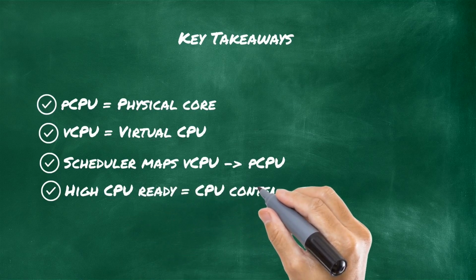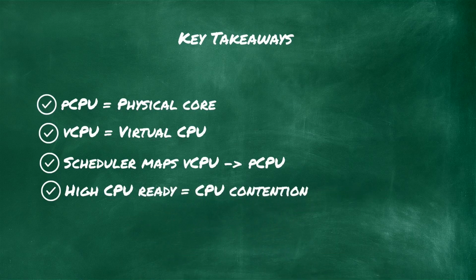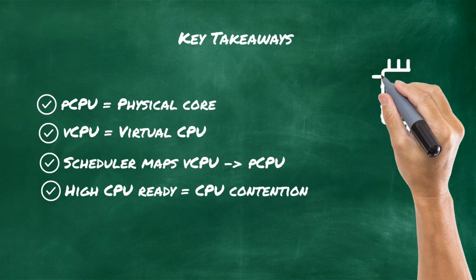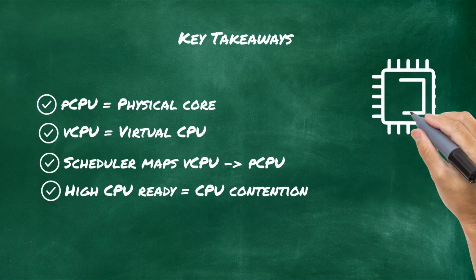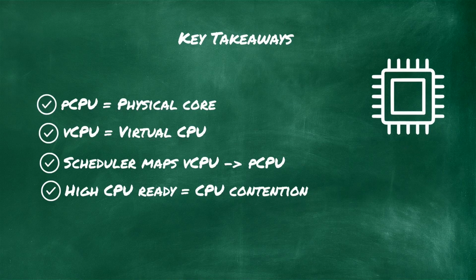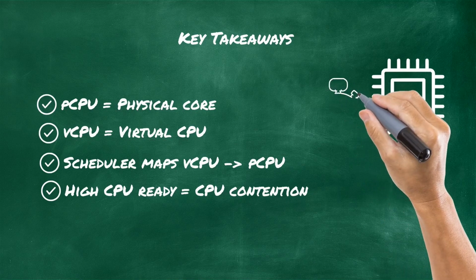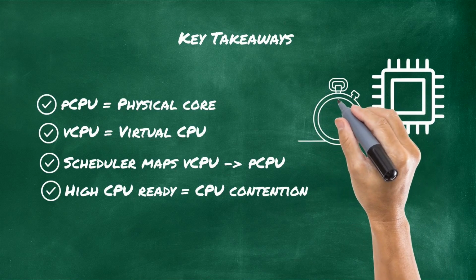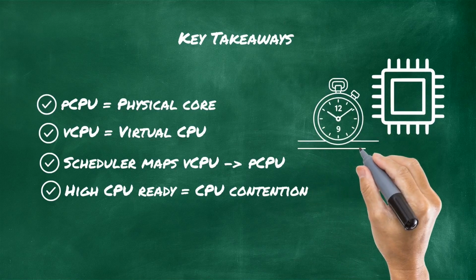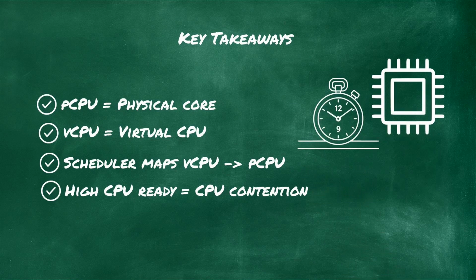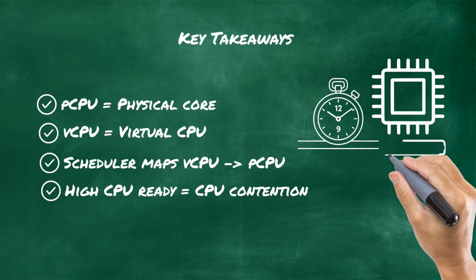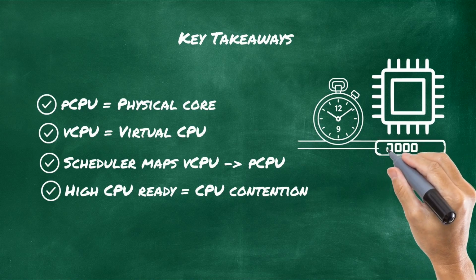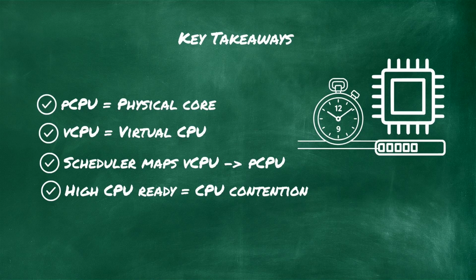When CPU scheduling is properly tuned, your virtual machines run faster, applications respond quicker, and your infrastructure becomes far more efficient. So the next time you look at CPU usage inside a VMware environment, remember that performance is not only about utilization. Understanding vCPU scheduling, CPU ready, and proper VM sizing is the key to efficient virtualization.